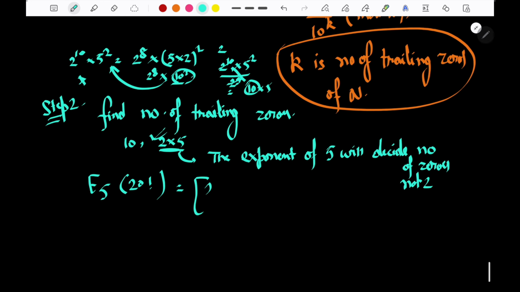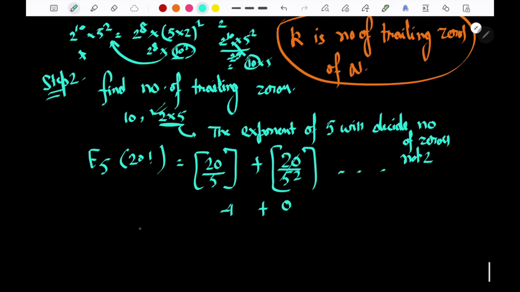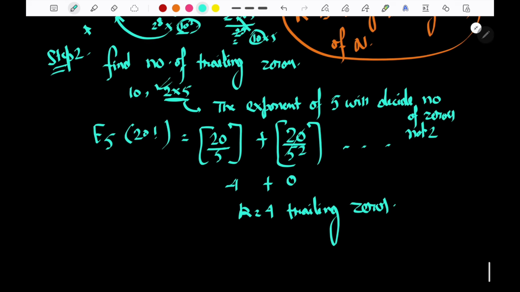So how to find the exponent? 20 by 5 plus 20 by 5 squared, and this goes on. So basically this will be 0 and this will be 4. So what can we write? 4 trailing zeros. So k is equal to 4. So 4 trailing zeros. Done.